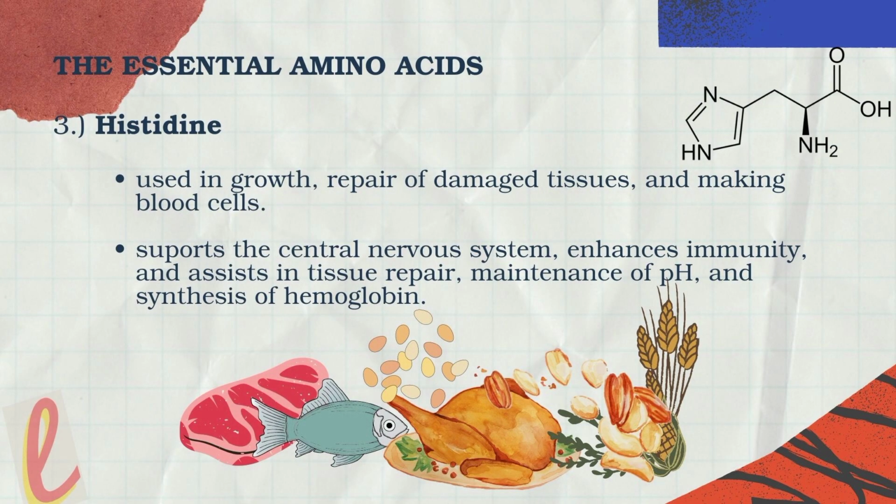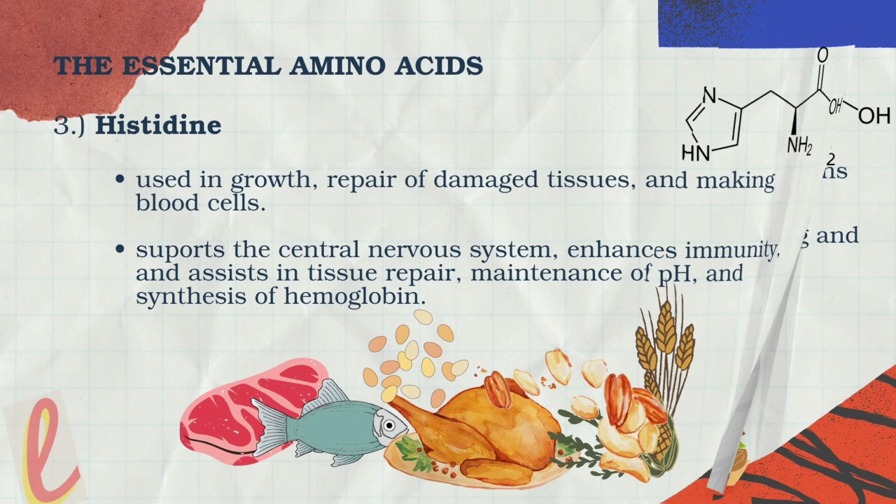Next, we have histidine, which is used in growth, repair of damaged tissues, and making blood cells. Histidine supports the central nervous system, enhances immunity, and assists in tissue repair, maintenance of pH, and synthesis of hemoglobin. Meat, fish, poultry, nuts, seeds, and whole grains contain large amounts of histidine.